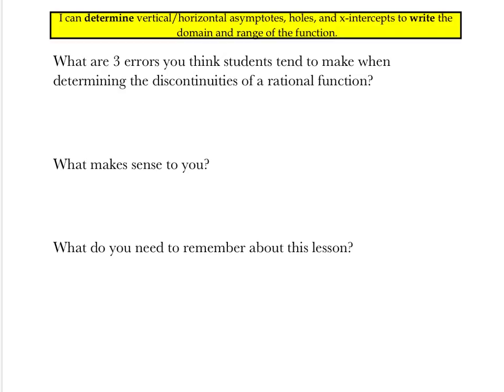So take a look at the different pieces. Where were you making mistakes? Where were you a little confused? And make sure you write those down.